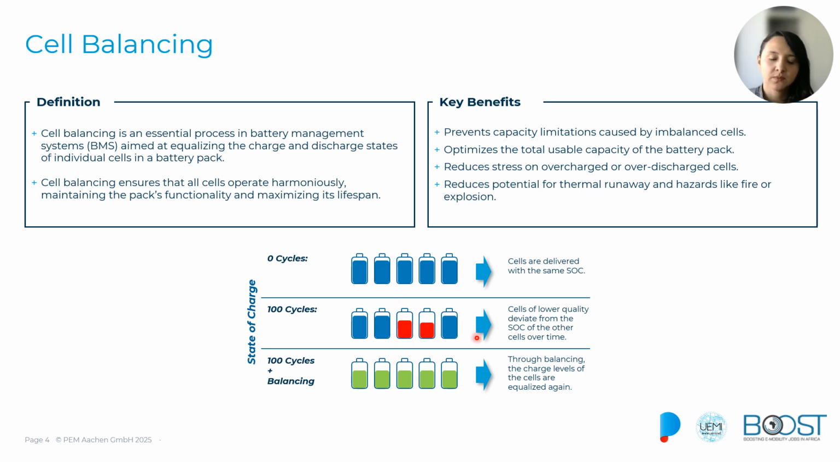This will cause, for instance, the sooner shutdown in charging or during discharging, and it will prevent us from utilizing the full energy potential of our battery. To correct this, we perform cell balancing, and through balancing what we are going to do is make all of the cells share the same state of charge and equalize them again, to make them be as close as possible to their initial state.